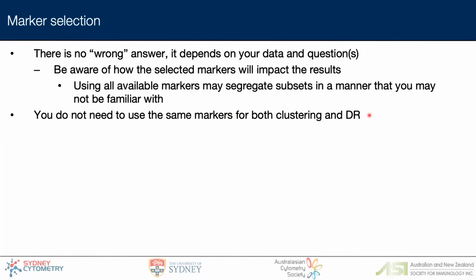But I think the other thing that is important to appreciate is that you don't need to use the same markers for both clustering and dimensionality reduction. Again, it just depends on what kind of messages you want to get across here. And if you do use different markers, be clear about it as well.